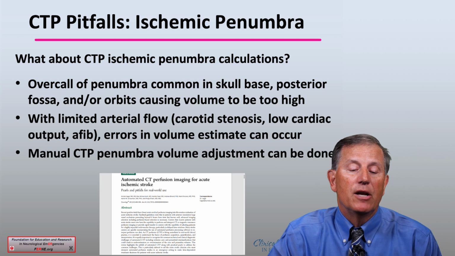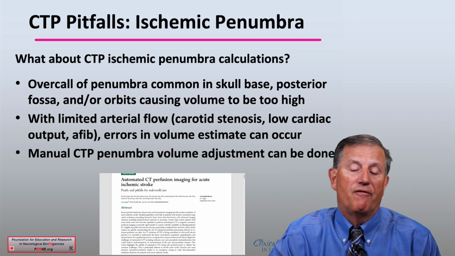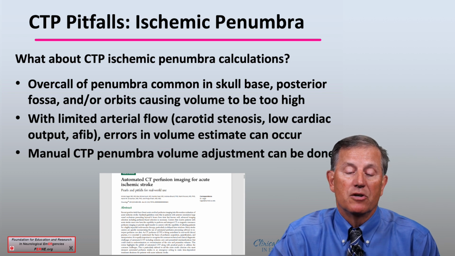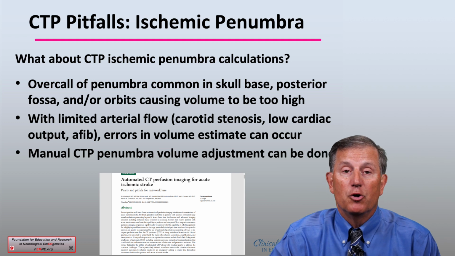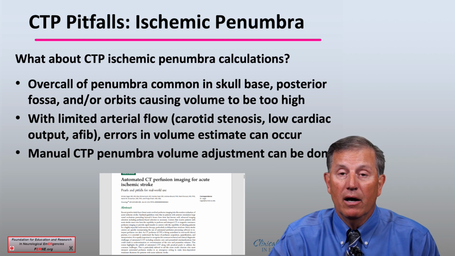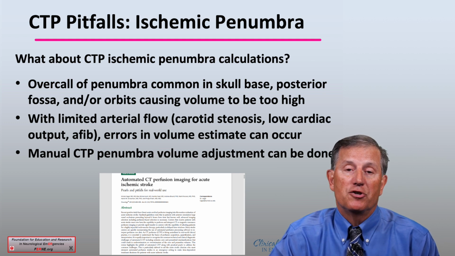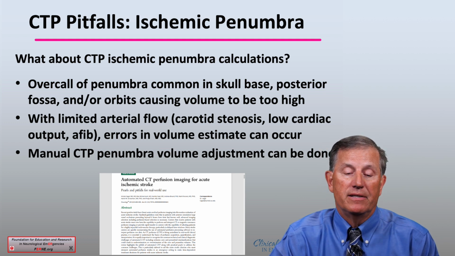So there can be an overcall of penumbra commonly in the skull base, in the posterior fossa, and/or in areas surrounding the orbits. We know that with limited arterial flow due to carotid stenosis, low cardiac output, or AFib, there may be some errors in the calculation of the ischemic penumbra. In those cases, it is possible to do manual CTP penumbra volume adjustments or calculations. However, this can take time and delay decision making regarding delayed thrombolytic therapy and/or EVT.